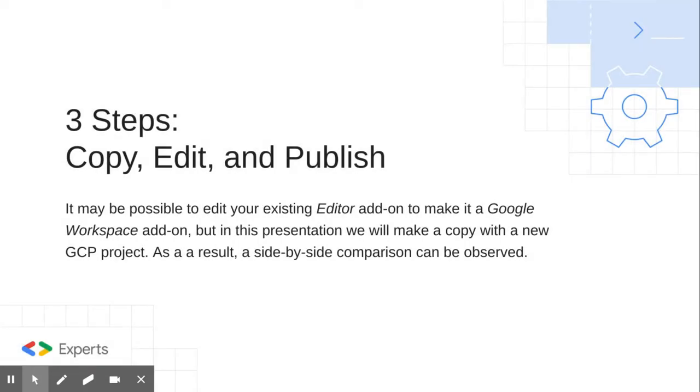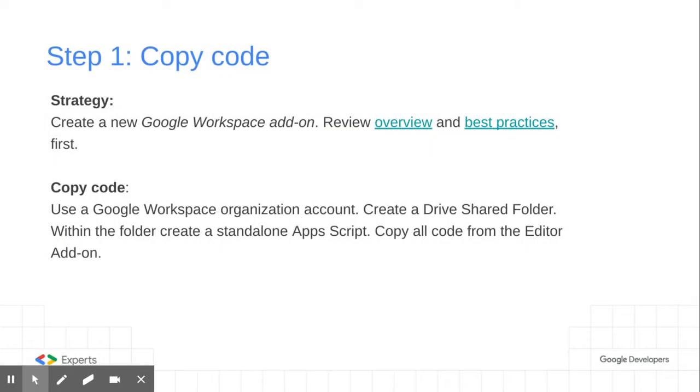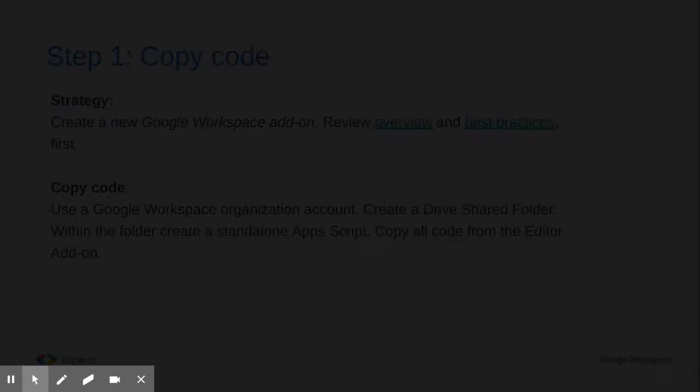So we're going to do a side-by-side comparison. I'm actually going to create a new project. The strategy for this session is we're going to basically create a new Google Workspace add-on. I encourage you to definitely read the overview and best practices. Really consume this before you start. Then we're going to copy code from the editor add-on to a brand new blank Apps Script, a set of code. We're going to copy it all over, everything.